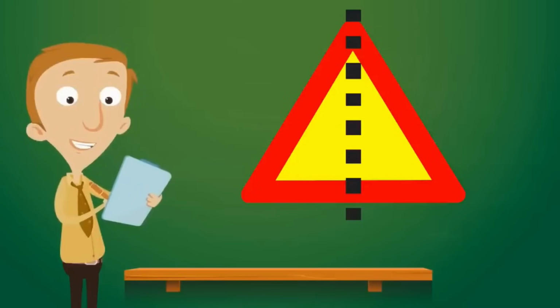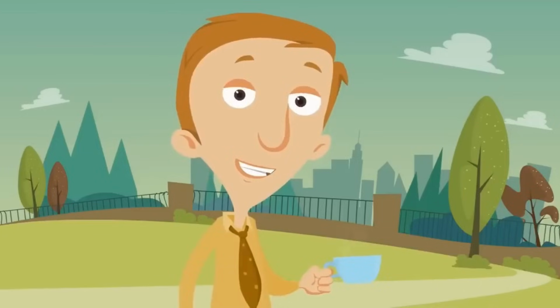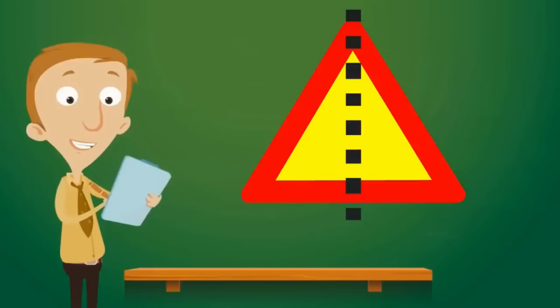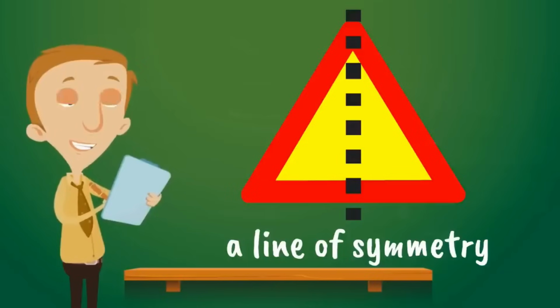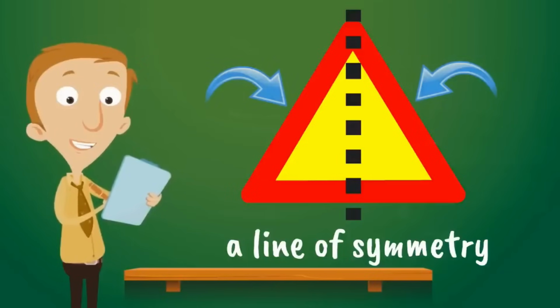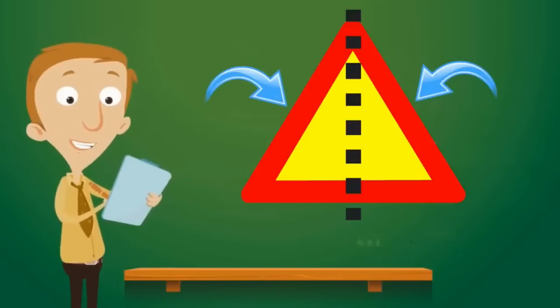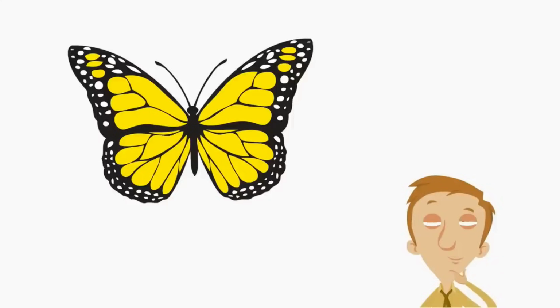Do you notice anything about the two sides of this triangle? Both sides match each other perfectly, don't they? That's pretty neat. And that's actually what symmetry is. This line is called a line of symmetry. If you were to draw this line down the middle of this shape, both sides would match.